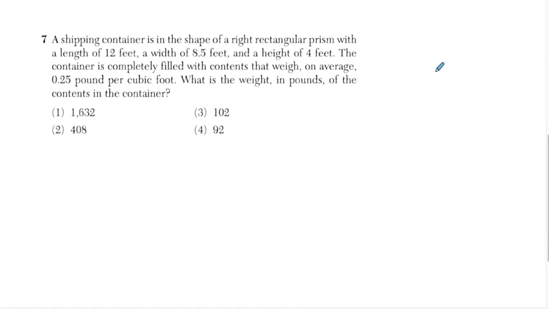Ugly. And then finally, number 7. A shipping container is the shape of a right rectangular prism. That's going to be helpful. With a length of 12 feet, a width of 8.5 feet, and a height of 4 feet. The container is completely filled with contents that weigh, on average, 0.25 pounds per cubic foot. What is the weight in pounds of the contents of the container? Well, first thing, this tells us it's a right rectangular prism, so we're going to use the volume formula for that, which is just the base times the height. Now remember, base always means area of the base.